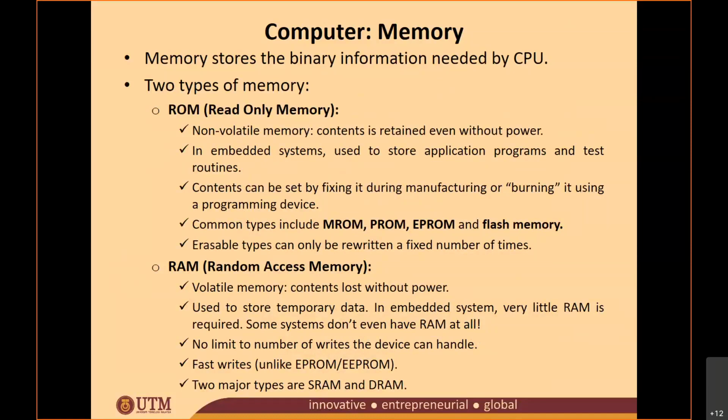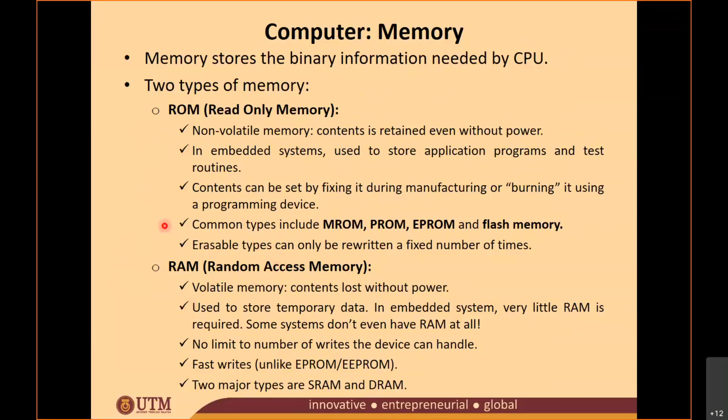Okay, so the memory stores the information needed by the CPU. So all the data you're going to process will be stored inside this memory, before the CPU can process that. Okay, there are two types of memory. I assume that all of you already learn about this thing here.